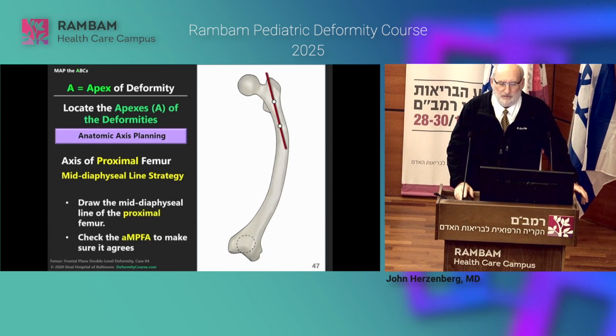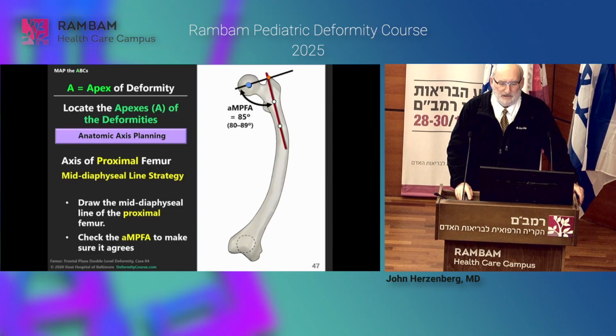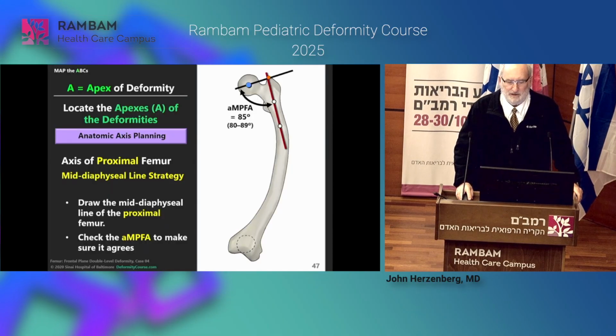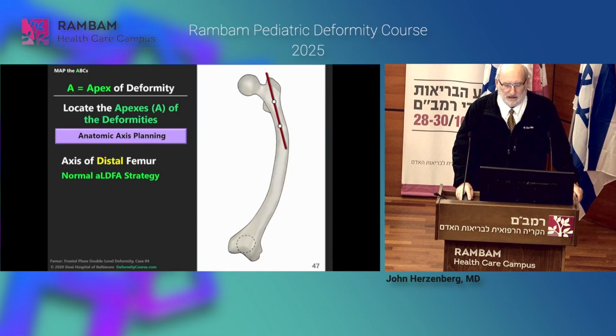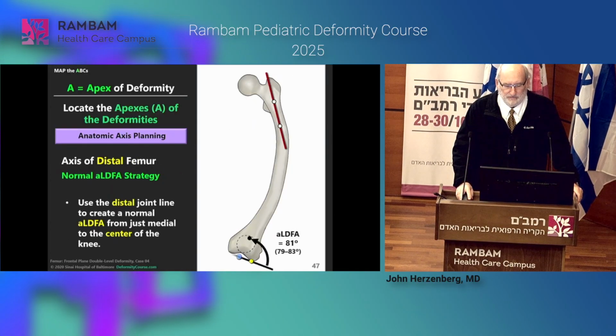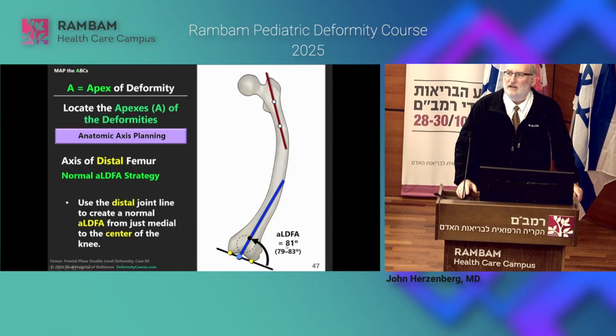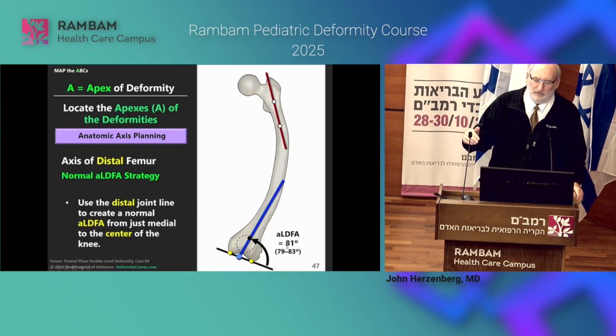We can draw a mid-diaphyseal segment up there. We can measure the MPFA just to show us that there's no hidden deformity in the hip joint. And we can draw a distal line over here and measure that against the joint orientation angle. It comes out to be 81 degrees. That shows us that there's no hidden deformity.